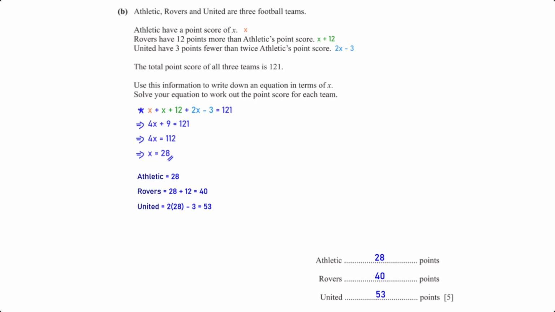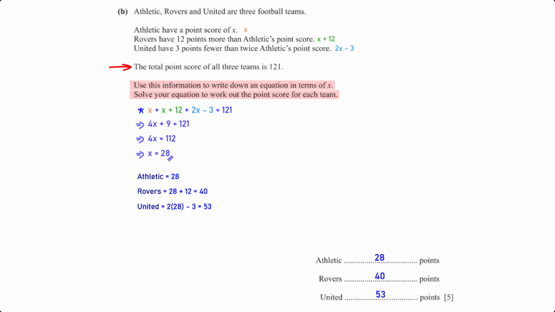Athletic, Rovers and United are 3 football teams. Use this information to write down an equation in terms of x. Solve your equation to work out the point score for each team. We are told Athletic have a point score of x. We are also told Rovers have 12 points more than Athletic's point score, which is x plus 12. Then we are told United have 3 points fewer than twice Athletic's point score, which is 2x minus 3.